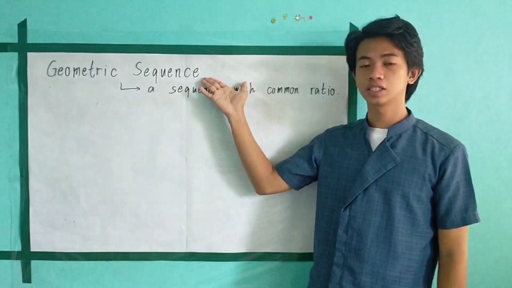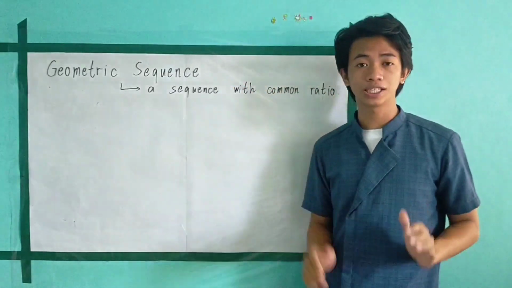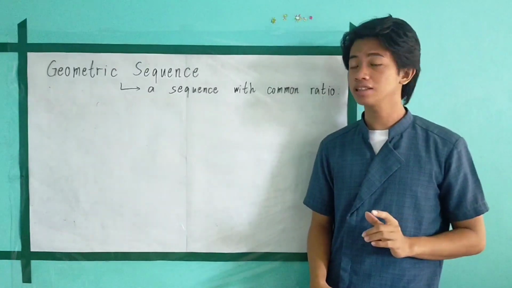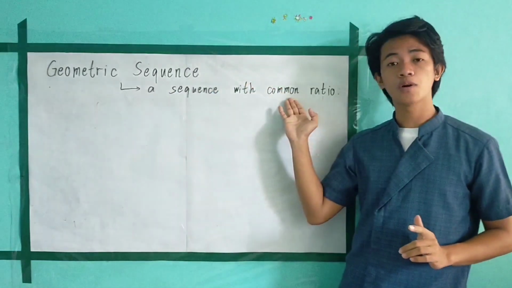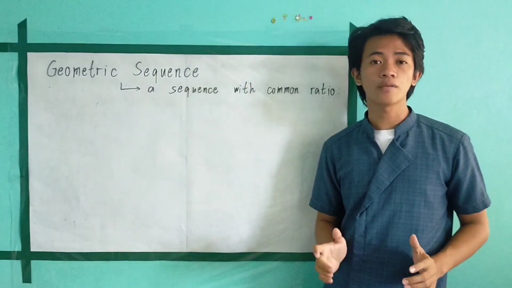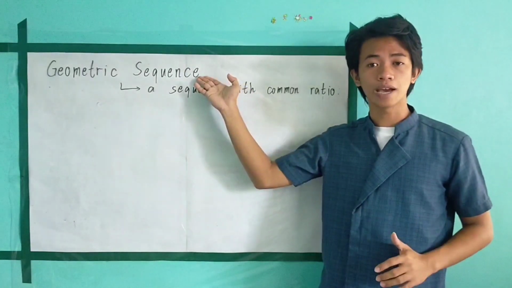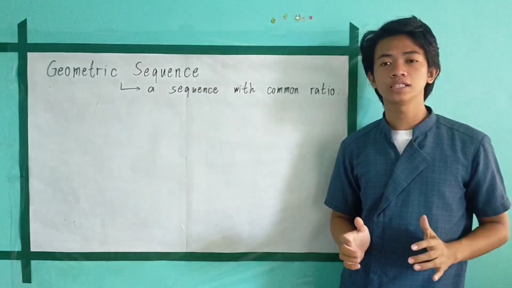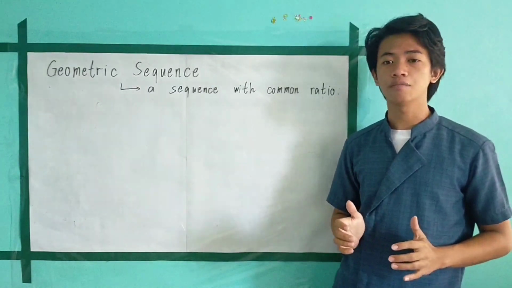Geometric sequence. When we say geometric sequence, it is a sequence with common ratio. If an arithmetic sequence has common difference, a geometric sequence has common ratio. If an arithmetic sequence is formed by addition, a geometric sequence is formed by multiplication. Each term in a geometric sequence is found by multiplying the previous term by the same number.